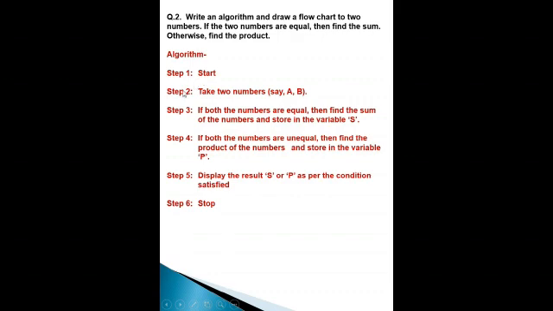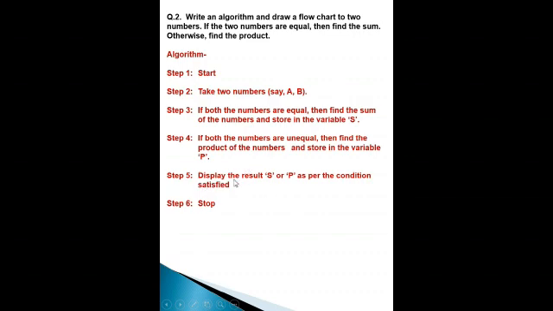First we will write the algorithm. Step 1, start. Step 2, take two numbers, say A and B. Step 3, if both the numbers are equal, then find the sum, because we have given the condition over there. Find the sum of the numbers and store it in the variable S. Step 4, if both numbers are unequal, meaning both numbers are not the same, then find the product. In that condition we will multiply the numbers, A multiply B, and store it in the variable P. This is the product and this is the S for sum.